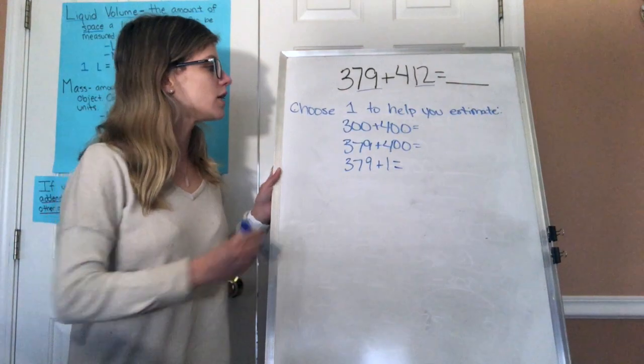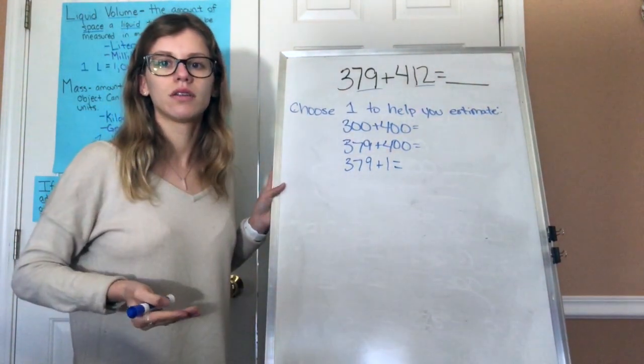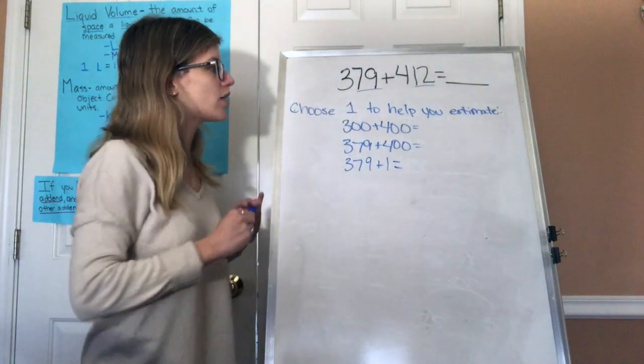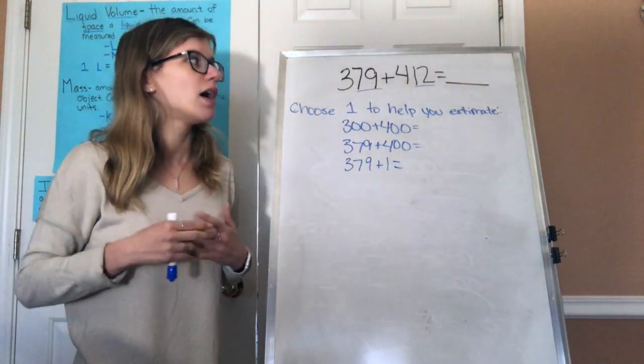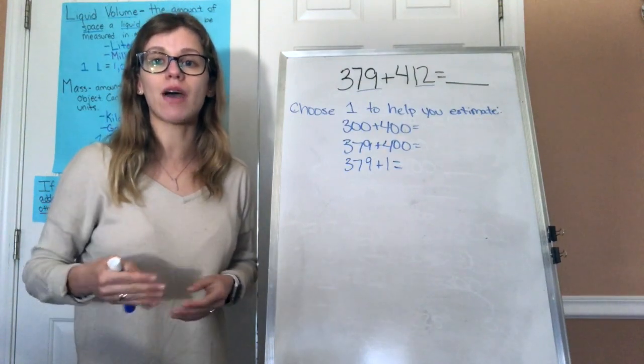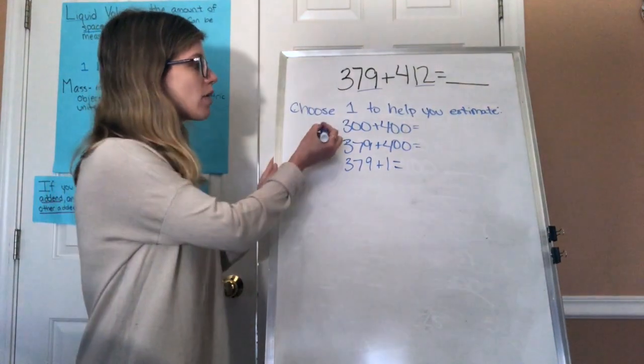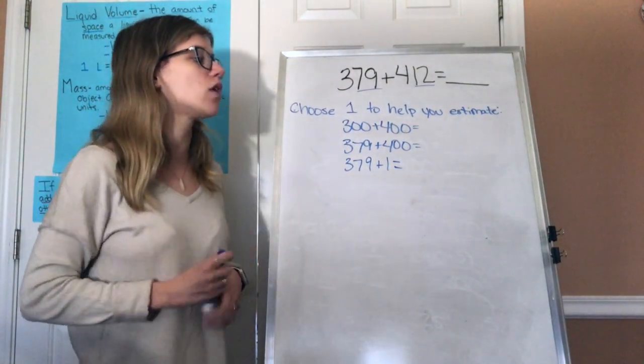What you should have done is used one of these starter problems to first get you started with 379 plus 412, and then finish up the rest of the problem. If you didn't do that, pause me now and do that now. But I'm going to go through and think about the different ways that you could have solved this problem.